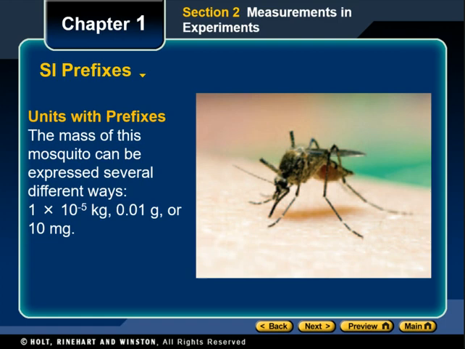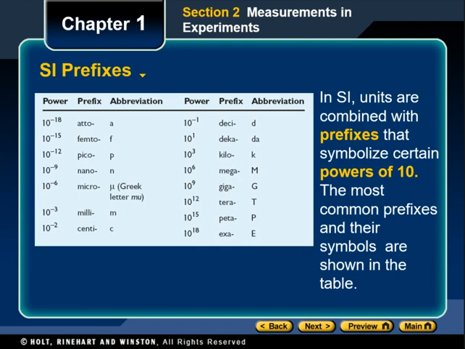Another approach commonly used in SI is to combine the units with prefixes that symbolize certain powers of 10, as is illustrated on the screen here. The most common prefixes and their symbols are shown on the figure on the screen here.